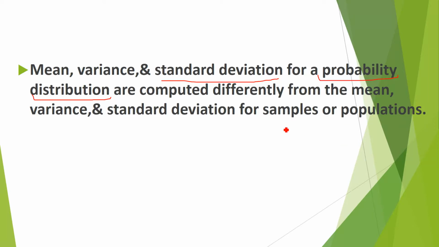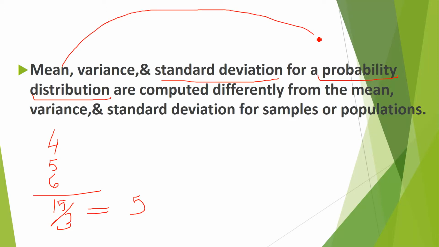What we did in the case of a sample or population, suppose we have data 4, 5, 6, right? Suppose this is very simple. The total is 15, and then I divide it by 3 because there are 3 observations, so the mean will be 5. So simple, right? In the case of samples or populations, we used to calculate the mean like this, but here we are going to learn how to calculate the mean for a probability distribution.